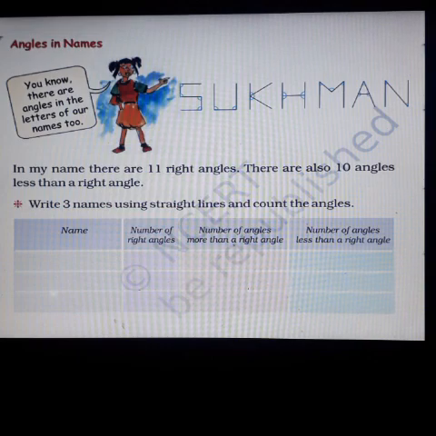So homework for you is that you have to take three different names, and in those three names you have to find the number of angles in that particular name.